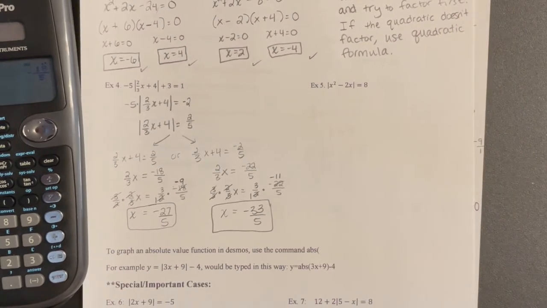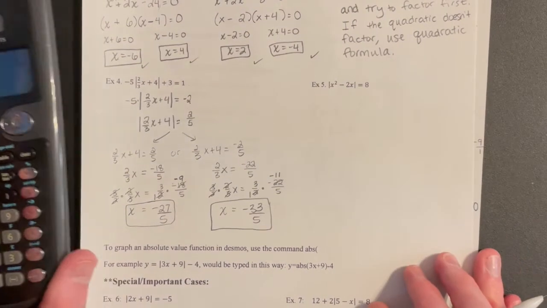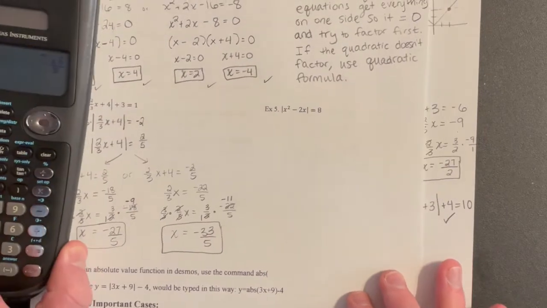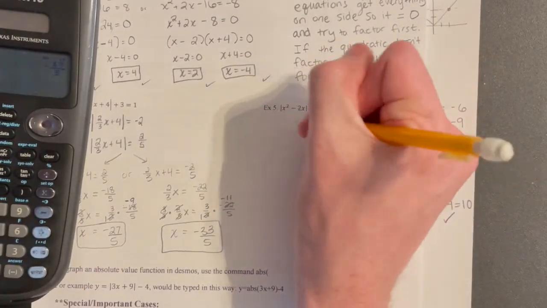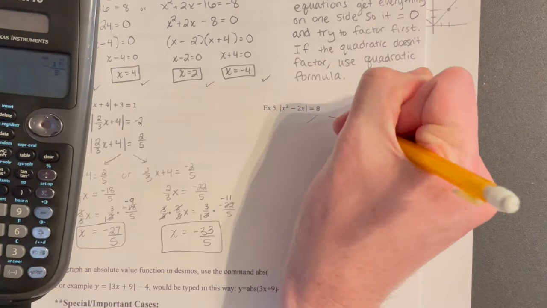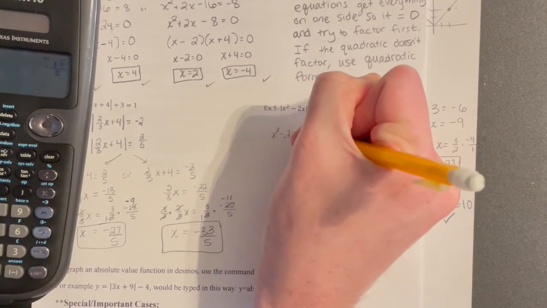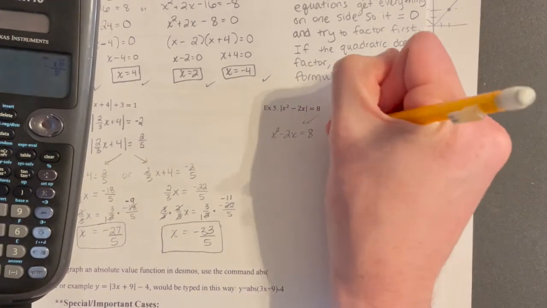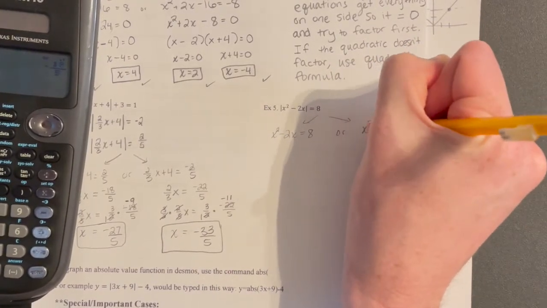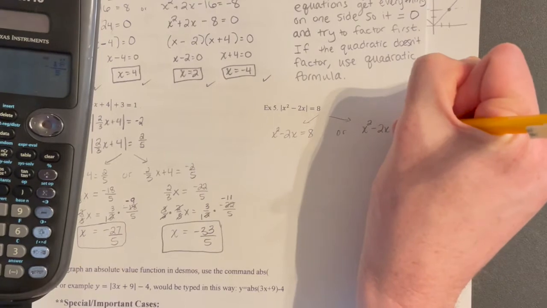All right. Example 5, if you want to stop and try to do that one on your own, you can. Just double check your work. But for this one, we've got something already isolated. So let's separate them out into our two equations. It's x squared minus 2x equals 8, or x squared minus 2x equals negative 8.